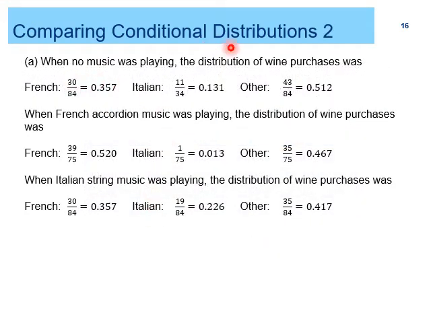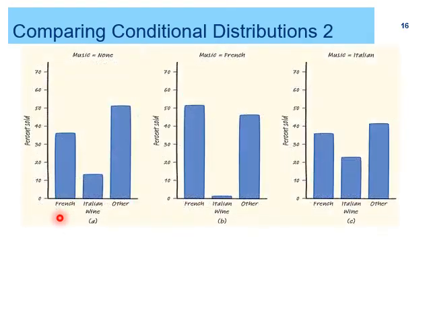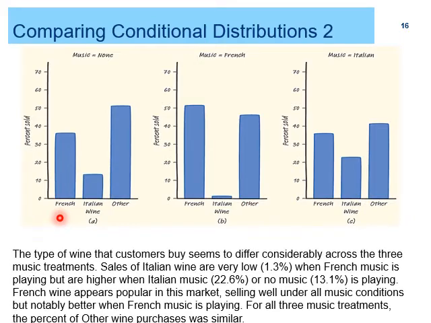So now we are going to calculate. When no music was playing, for the proportion we use 30 divided by 84, which is 0.357. Italian is 0.131, other is 0.512. Similarly, we calculated for the others too, and we draw the graph. It is something like this.